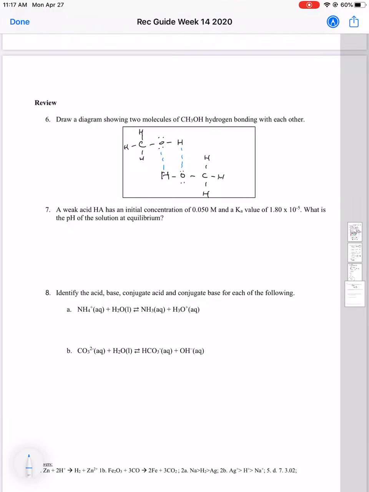Remember, hydrogen bonds cannot be formed with the hydrogens on a carbon, because those don't have any polarity. Only, I think it's HO, HF, and HN. Those are the only ones that can form hydrogen bonds. And remember, it's between the hydrogens and oxygens of different molecules.